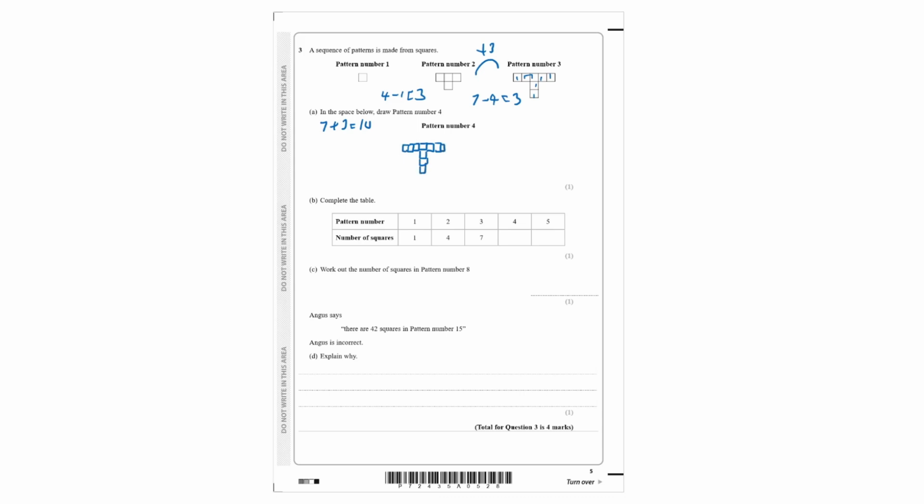Complete the table. We already found the fourth, which is 10. And we know that the next term will be plus 3. So 10 plus 3 is 13.